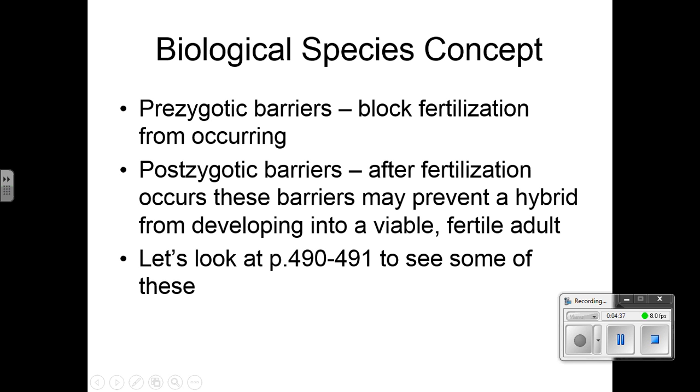So what barriers can prevent mating? There are some that happen before the mating ever occurs, or before the zygote is formed. There are some that are after the zygote is formed. So it allows mating, allows fertilization, but something after that produces the inability to develop a viable fertile offspring. So these pages are on the next couple of slides.